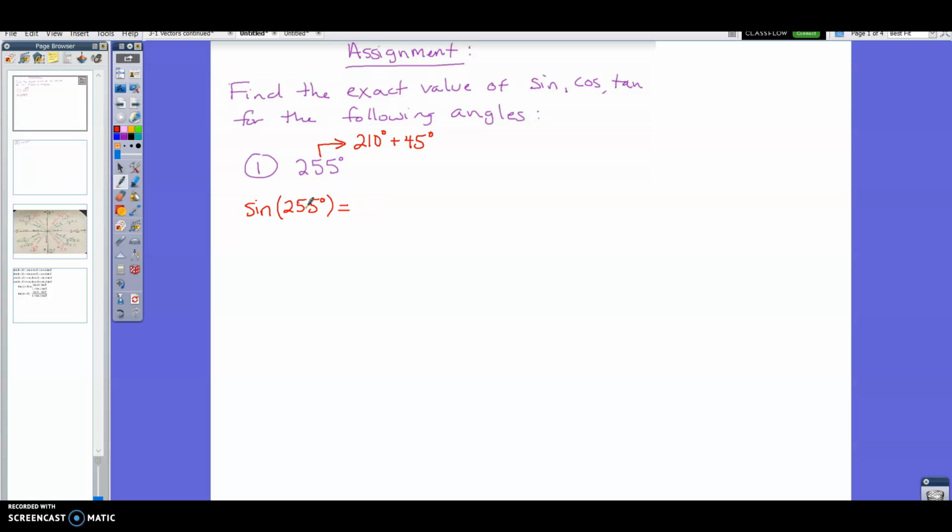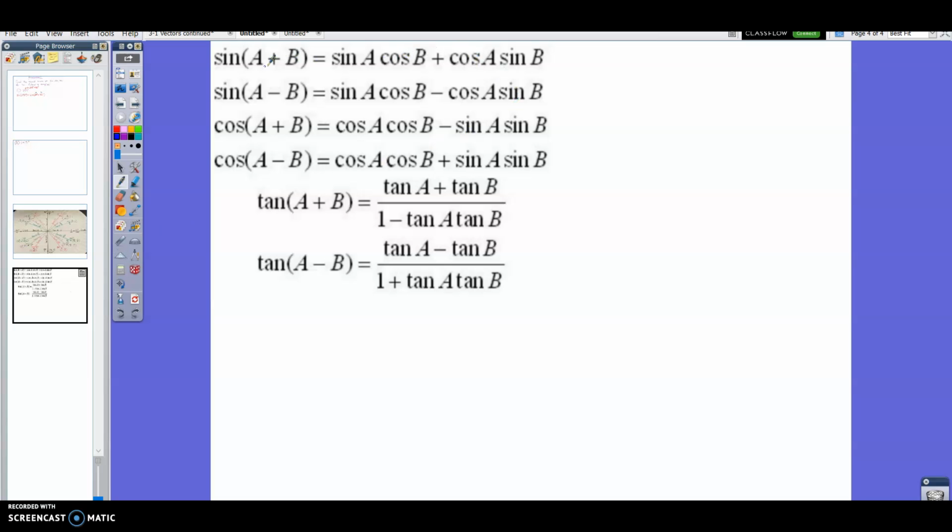So I'm going to rewrite this as the sine of 210 degrees plus 45 degrees. Now what that allows us to do is use the sum formula for sine in this case. The first angle here is going to be our value of A, and the second angle here is going to be our value of B, which we're going to use in this formula right here. So the formula is sine A cosine B plus cosine A sine B.